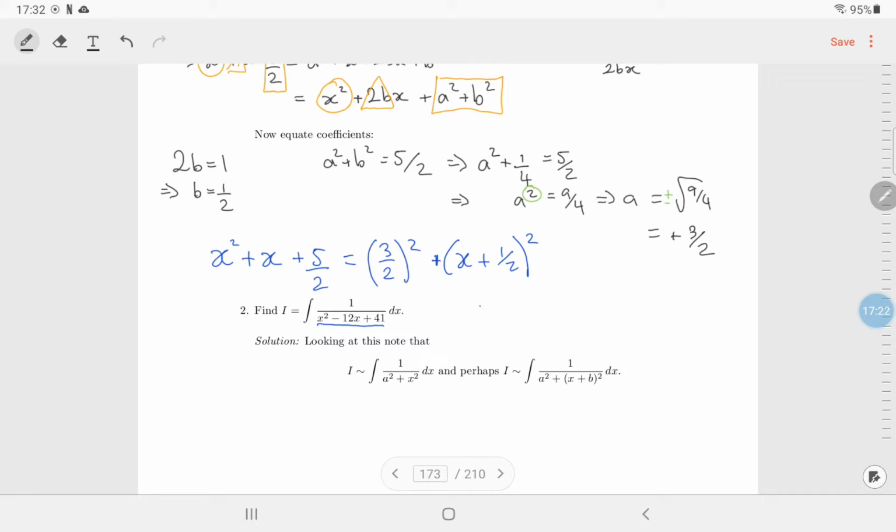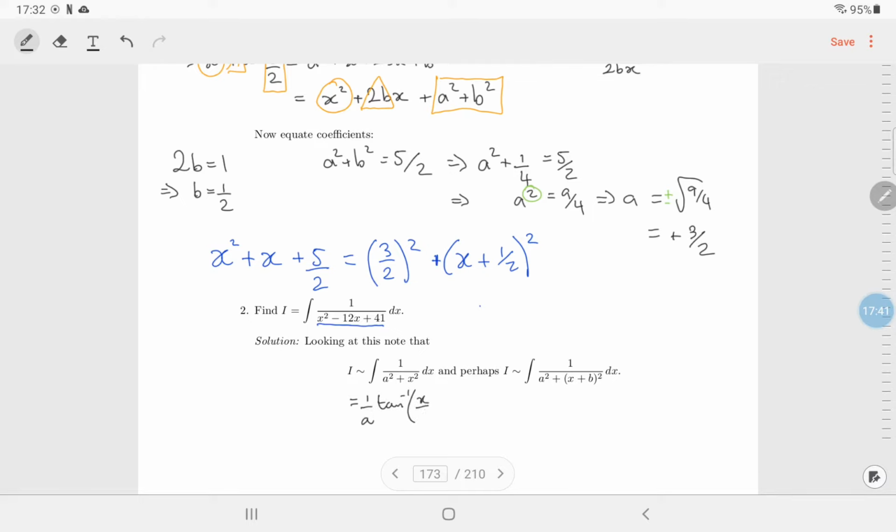Is there a special manipulation? And the answer is yes. So in general, if I was given this, I'd be looking, oh, that looks a little bit like 1 over a squared plus x squared, which is equal to 1 over a inverse tan of x over a.